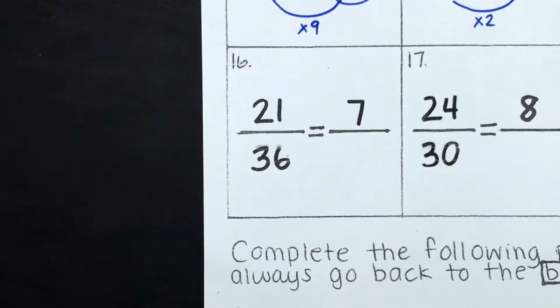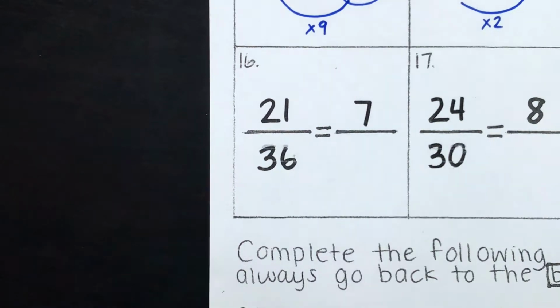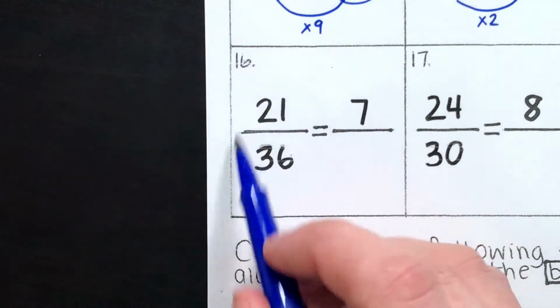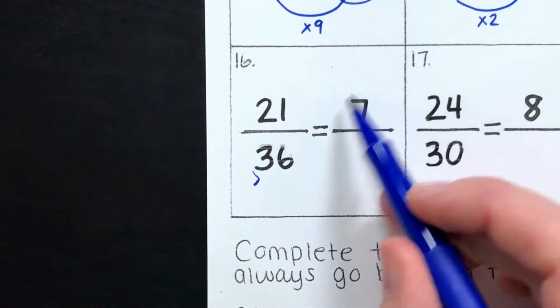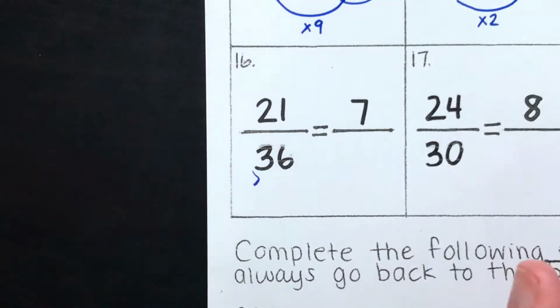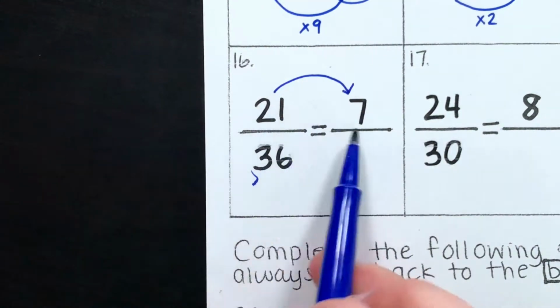Okay, so this is where it gets a little bit different. I was going to say a little bit harder, but it's really not harder. It's just different. So now we have the larger fraction on the left, and as you can see, the smaller fraction is on the right. So now, instead of multiplying, we need to find the connection by dividing.